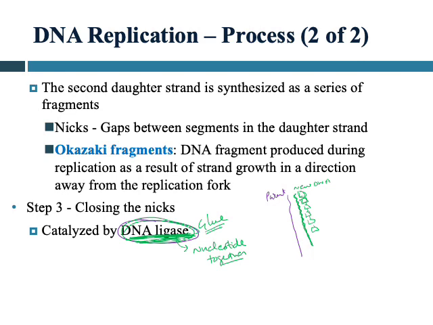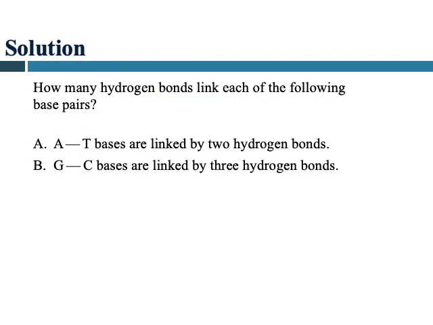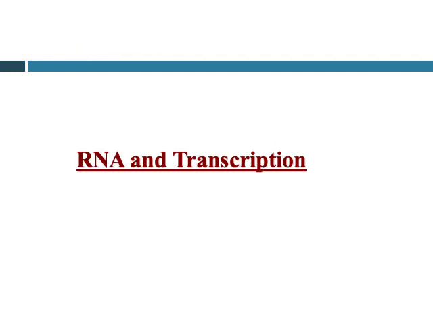Okay, so now let's talk about one of the questions: how many hydrogen bonds link each of the following base pairs? If you have adenine and thymine, how many hydrogen bonds? Two hydrogen bonds. If you have guanine and cytosine, how many? Three hydrogen bonds. Right, so you have to make sure you remember this. Three and two, we already talked about this.